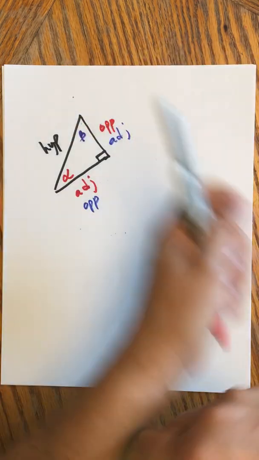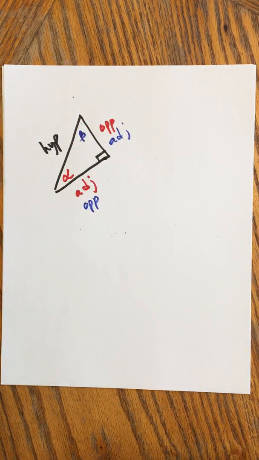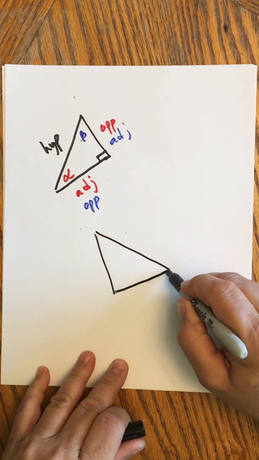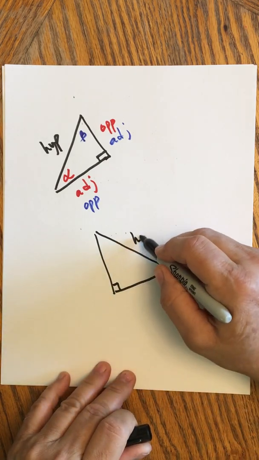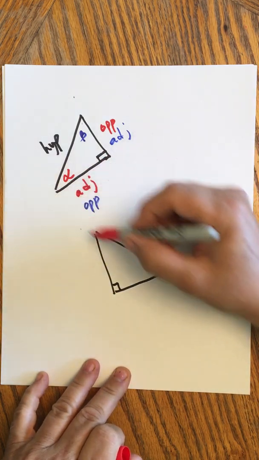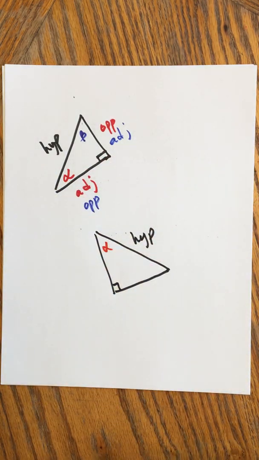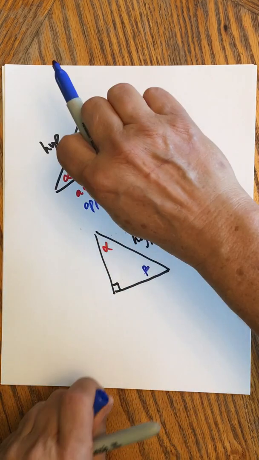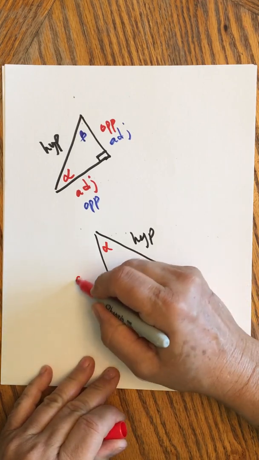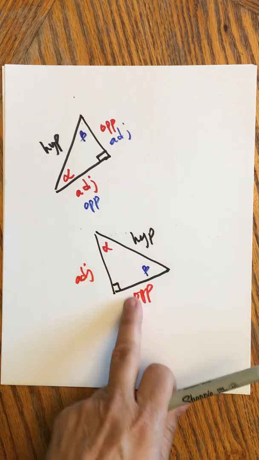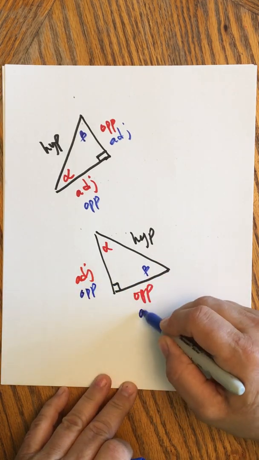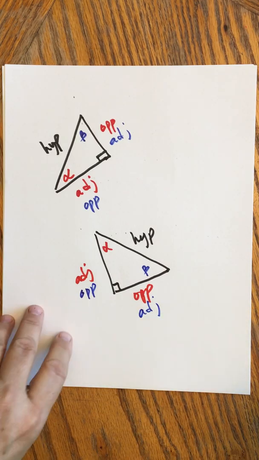And I could flip this in any way. So I could have drawn it like this. And here again is my right angle, across from it is the hypotenuse. And let's say this is alpha and this is beta. Say it's the same triangle, but I just moved it around. So again, you'd have opposite here, adjacent here, relative to alpha. But relative to beta, this would be opposite, and this would be adjacent. Now that's on a free-form triangle.